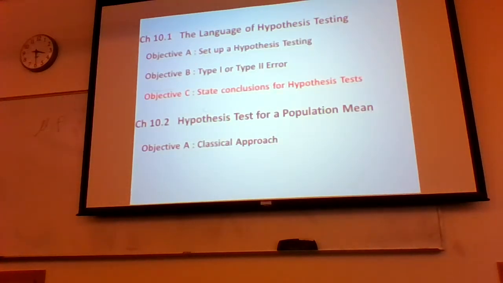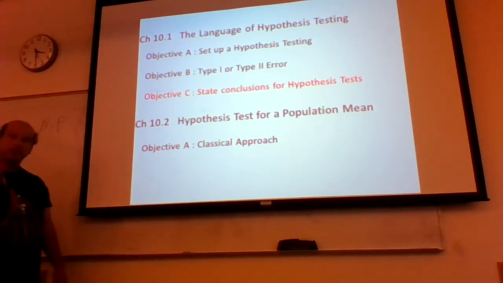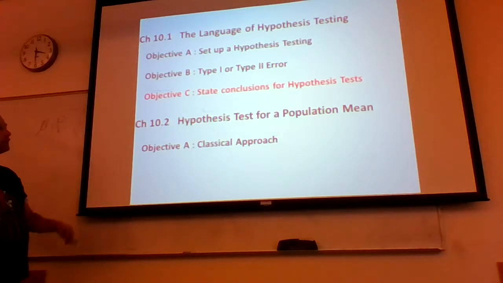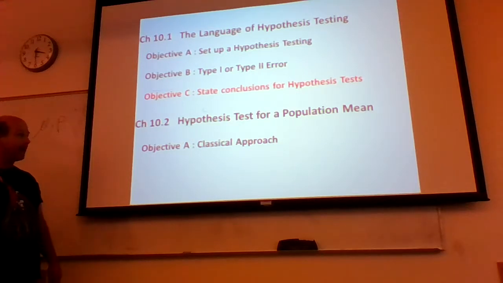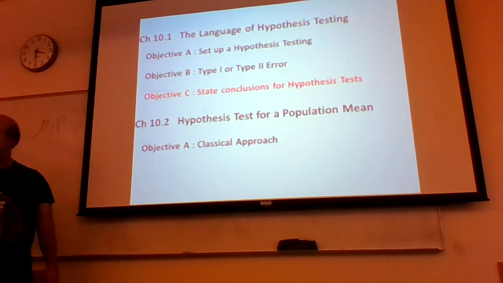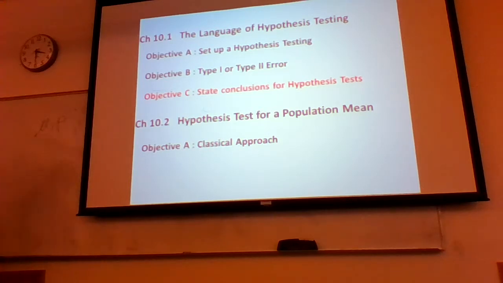Okay, now we're going to learn how to write conclusions. What we did was we learned how to set up null and alternative hypotheses. We learned the errors that we possibly could make. Does that make sense? These are the errors that we can make. Now we're going to learn how we write conclusions. That's just very important.